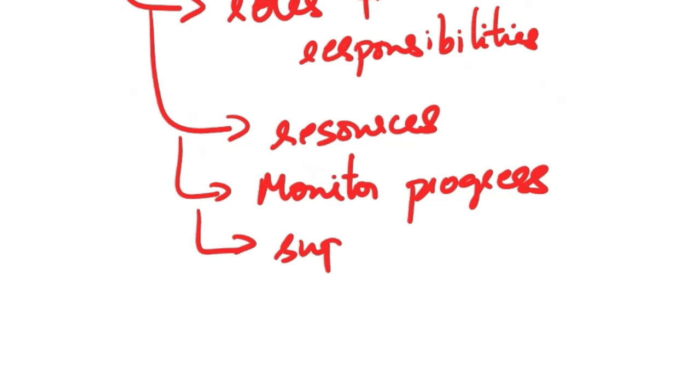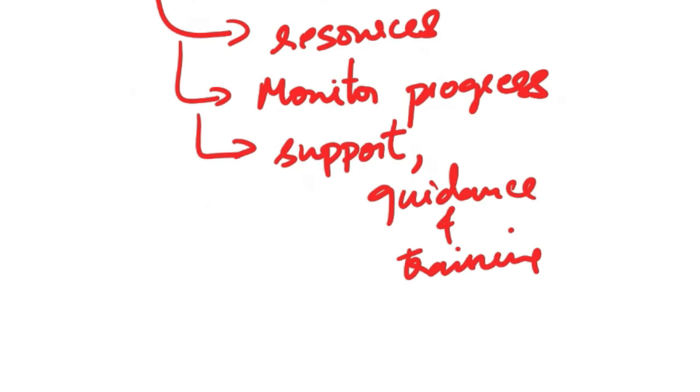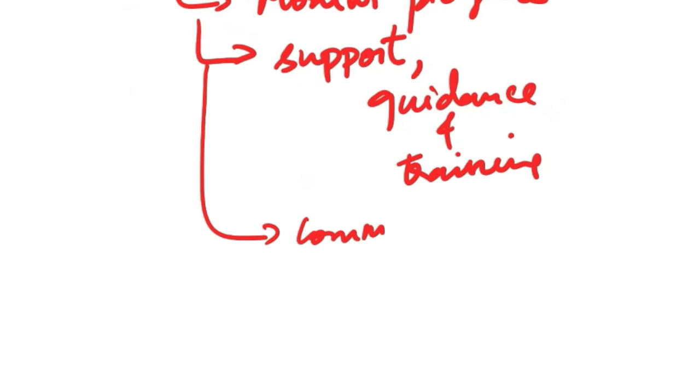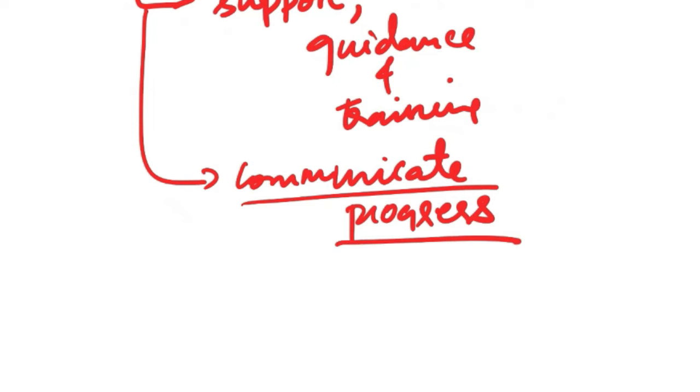Next is to provide support, guidance, and training to individuals or teams responsible for implementing remediation actions. Offer assistance with overcoming challenges, acquiring necessary skills or resources, and navigating any organizational barriers or constraints. Next is to communicate progress. That is, you communicate any progress updates on remediation efforts to relevant stakeholders, including management, audit committees, and other key decision makers. You provide transparent and timely updates on milestones achieved, challenges encountered, and any adjustments to the remediation plan.